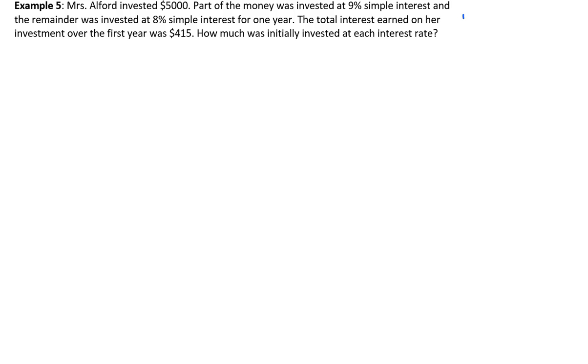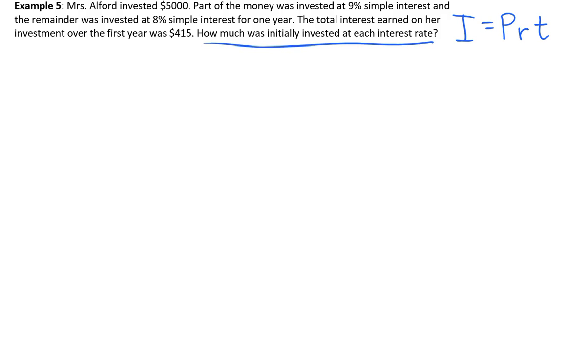So, our formula for interest then is just our initial investment, called the principal, and then we multiply that by the interest rate times time. In this case, time is just 1 because we had 1 year, so we'll just be taking 9% of the initial investment or 8% of the initial investment. Okay. So our goal is to figure out how much was invested at each interest rate.